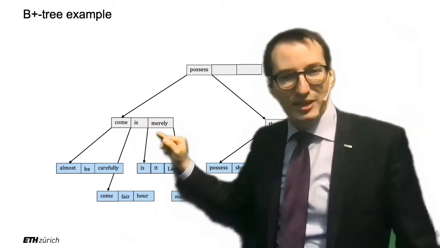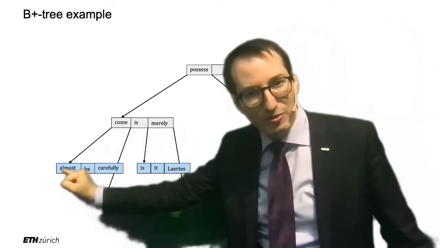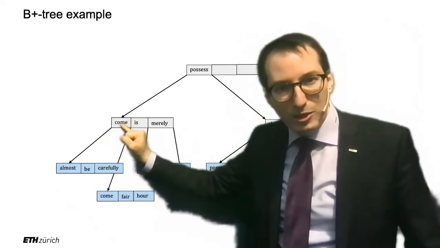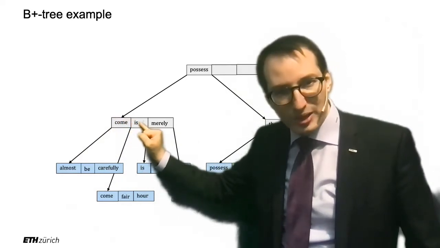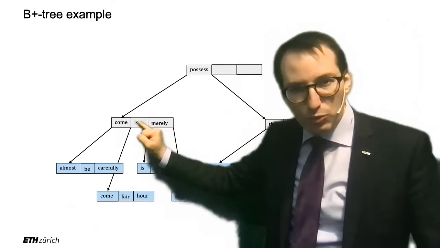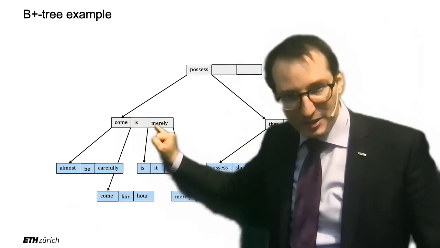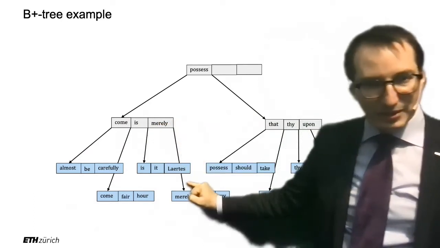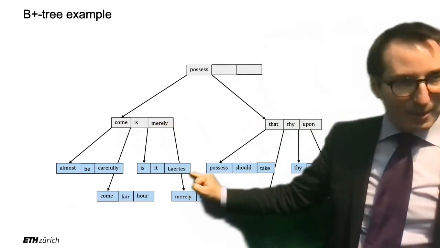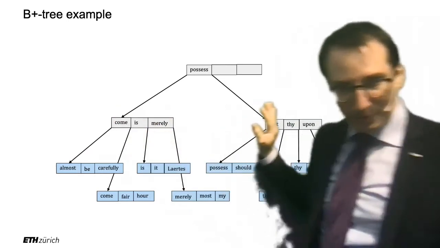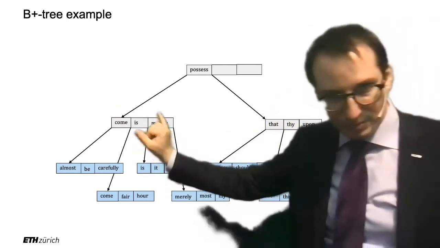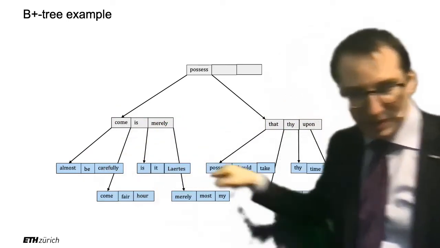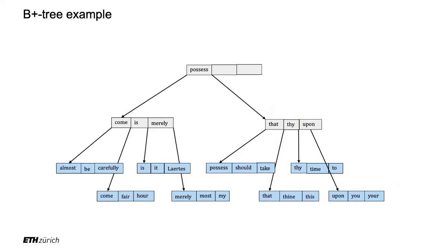Again, it's inclusive, exclusive, right? So this is strictly before "com" here. Equal or greater than "com", but strictly before "is", is here. Equal to or greater than "is", but strictly smaller than "merely", is here. And greater or equal to "merely" is here. For whom is that clear? Okay. So multiple children, 4 children, 3 keys, 3 keys, 3 keys. So you see this is very regular here.